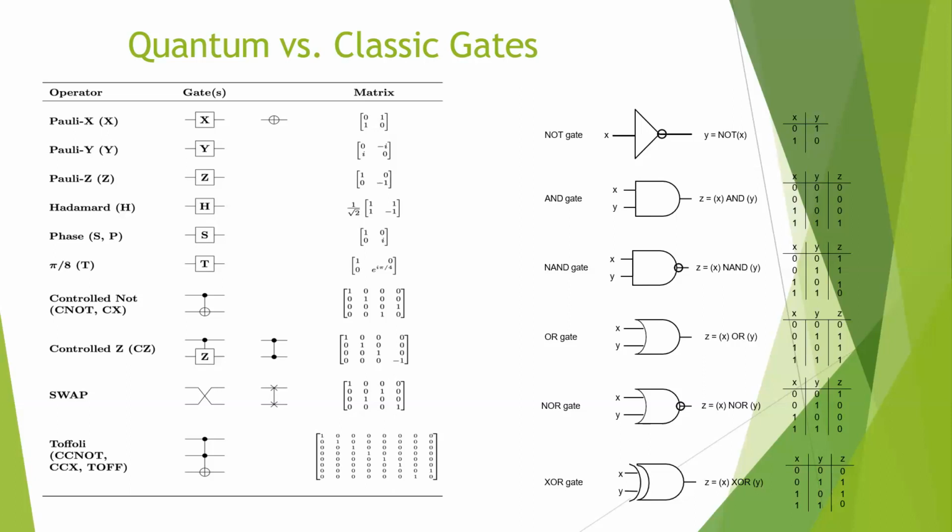We all know the classical gates. These are the quantum gates. There's the Pauli X gate, Pauli Y gate, Pauli Z gate, Hadamard, and different ones. We will discuss them in depth later.